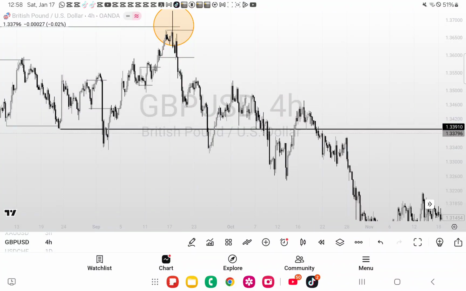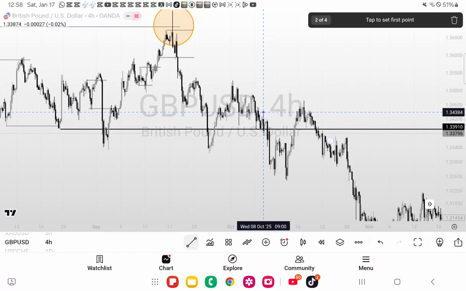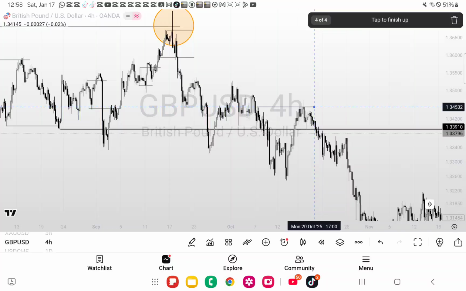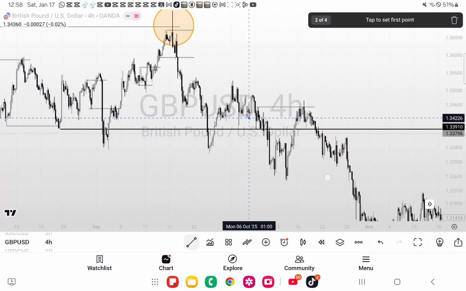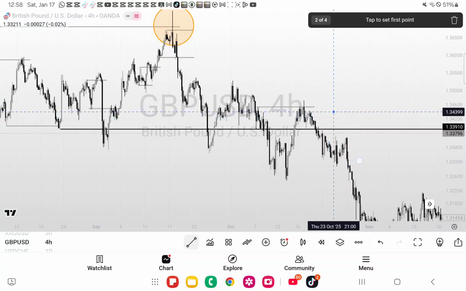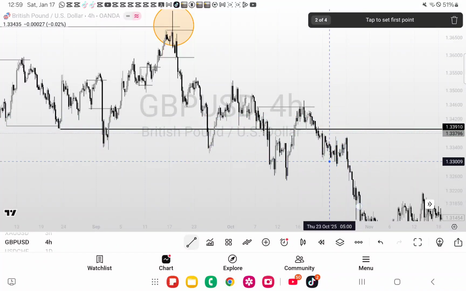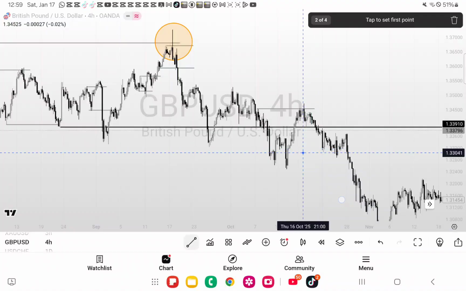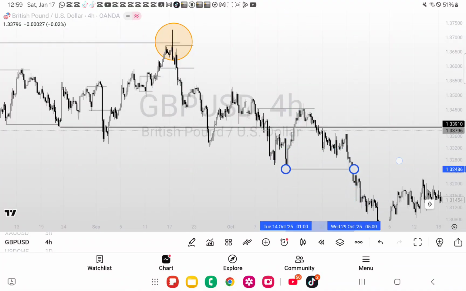Okay, now we have this liquidity sweep as well. We have this second one. This is a new structure, guys. We have this liquidity sweep. Let's see if we have a break of structure after that. We have that liquidity sweep and this break of structure to the downside.